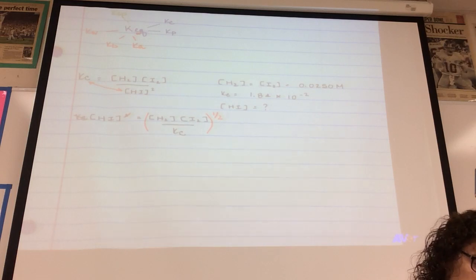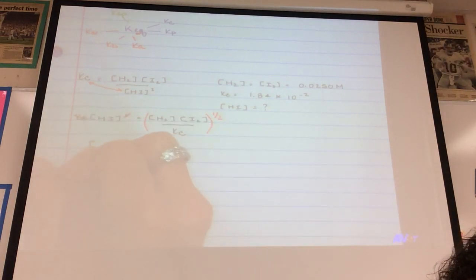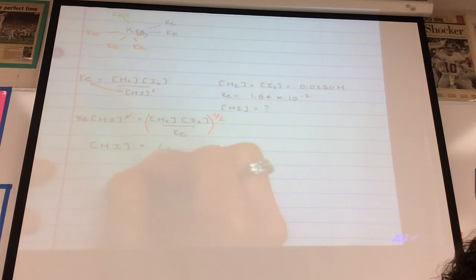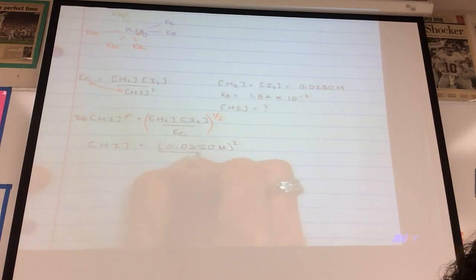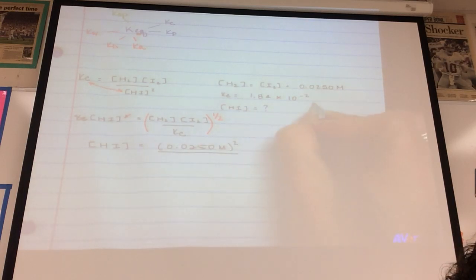So at this point, you can just plug and chug away. You've got hydrogen iodide concentration. You have 0.0250 molar, and you have that twice, so we're going to square. You will note that there's no unit for Kc.